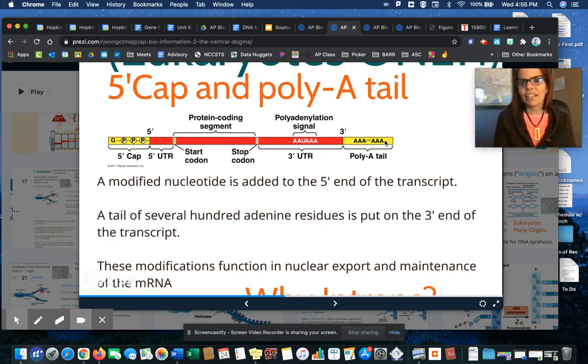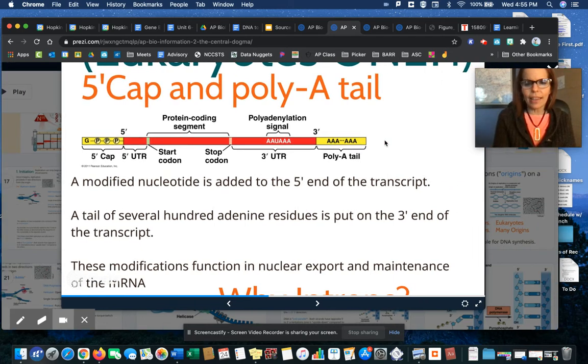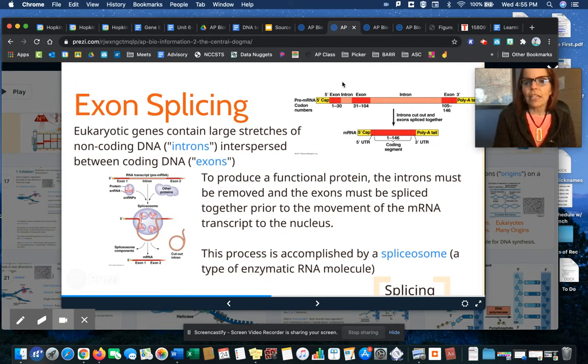And then we have to cut out the introns, and I think that that's coming up here. So the introns are not coding. They do other things, but they're not coding for the DNA. So we splice out the introns and put the exons together. This is only in eukaryotic RNA. There are no introns in prokaryotic DNA or RNA. So that's kind of an interesting difference.